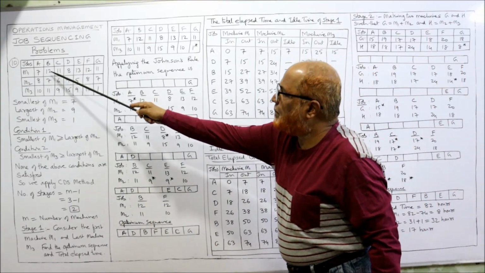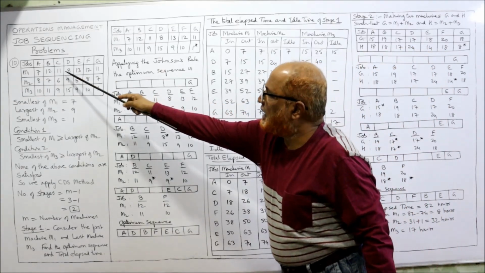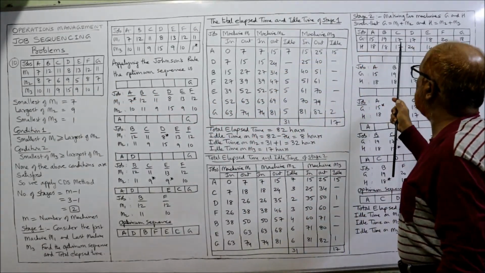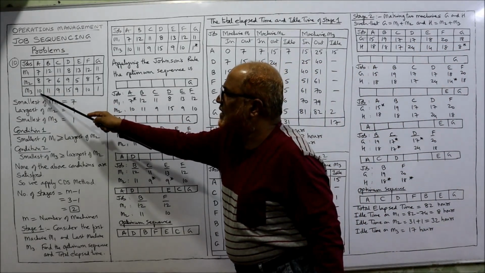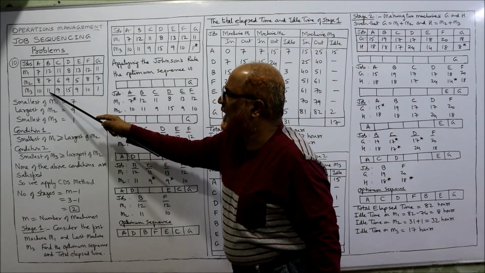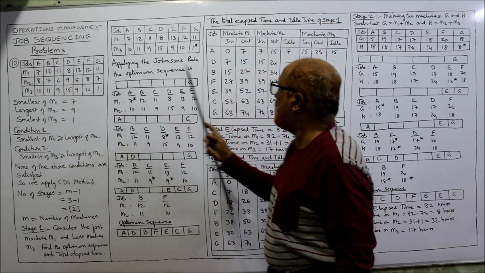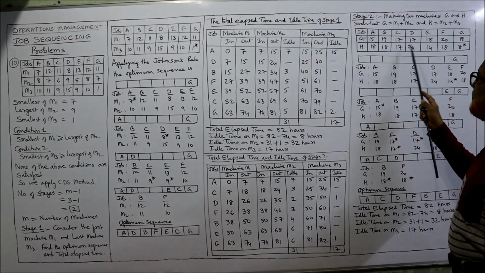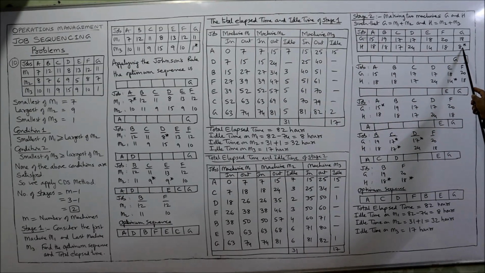Then 12 plus 7, 19. Then we have 11 plus 6, 17. Like that. Now H machine, 8 plus 10, 18. 7 plus 11, 18. 6 plus 9, 15. 9 plus 15, 24. So these are the values. So we have converted. What is the smallest time here? 8. For which job? G job, on machine H, second machine. So we assign G in the last cell.